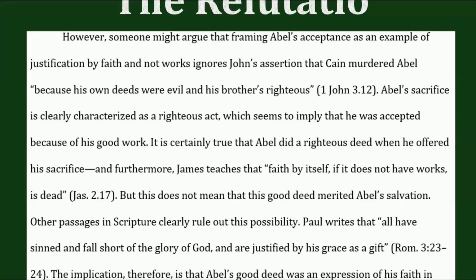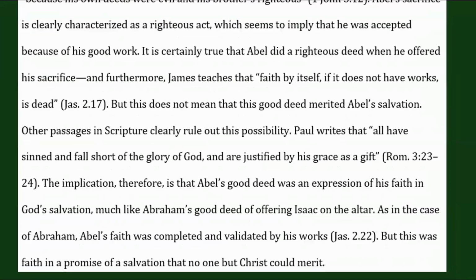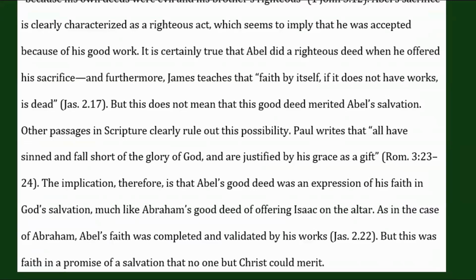And look at what he says afterwards. "But this does not mean that this good deed merited Abel's salvation. Other passages in Scripture clearly rule out this possibility. Paul writes that all have sinned and fall short of the glory of God and are justified by his grace as a gift. The implication, therefore, is that Abel's good deed was an expression of his faith in God's salvation, much like Abraham's good deed of offering Isaac on the altar. As in the case of Abraham, Abel's faith was completed and validated by his works. But this was faith in a promise of salvation that no one but Christ could merit."